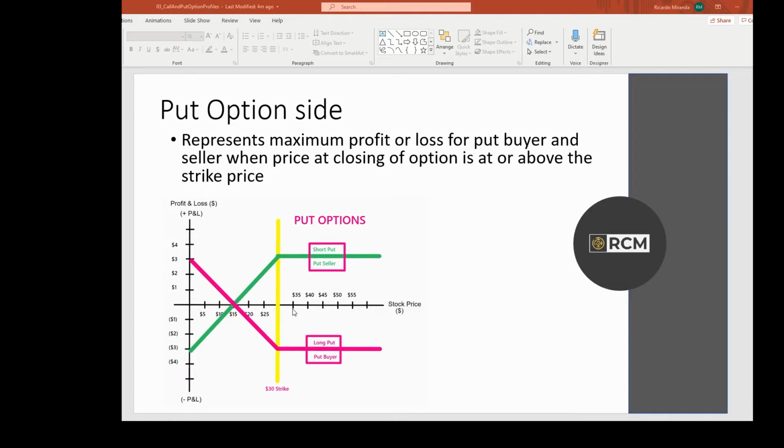We can also see that the put seller will be at a maximum profit. In this example, the put buyer's $3 loss goes to the put seller as credit. So let's say that the market price closes at $45. If we trace a line to the put buyer's profile, the market price closed at 45, and that represents a $3 loss for the put buyer. That $3 loss goes to the put seller as a $3 credit.